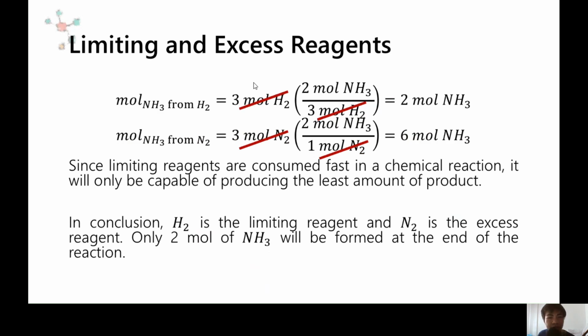Okay, so ganun lang. I-convert nyo lang yung reactants nyo into the products. No? So, dalawa yung i-convert nyo. Yes. Medyo ma-effort na. Pero kayang-kaya yan. So, you convert this. So, you will have 2 moles of NH3 from H2 and 6 moles of NH3 from N2. Okay. So, the question here is, which of the following is the limiting and the excess reagent?